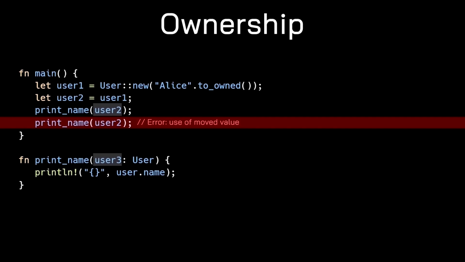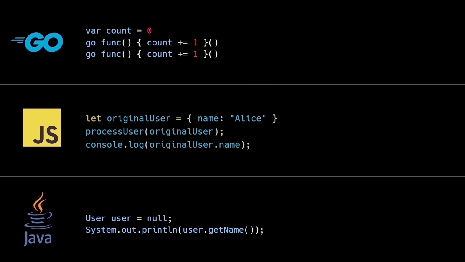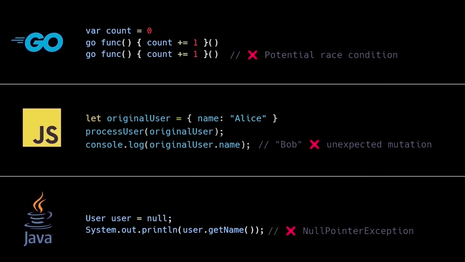What we really want is to give the printName function temporary access to the user instance while the user2 variable still maintains the ownership. In most other languages, you can hand out temporary access to a value by passing around references or pointers to the value. But the problem with references and pointers is they allow you to do dangerous, dumb, and terrible things like reading and writing to the same value at the same time, mutating shared state without realizing it, or dereferencing a null pointer. The gist is, these languages allow you to do dangerous things with references and pointers.